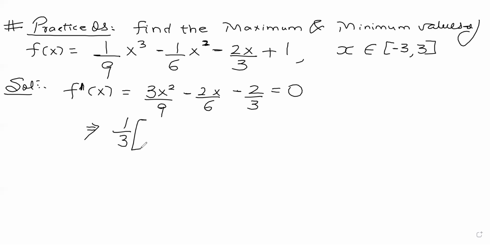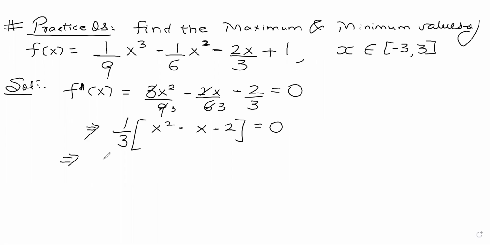So inside, what do we get? Basically, 3 threes are 9, 2 threes are 6. If I take 1 upon 3 common, we are left with x square minus x minus 2 equal to 0. This is what I get when I take 1 upon 3 common.